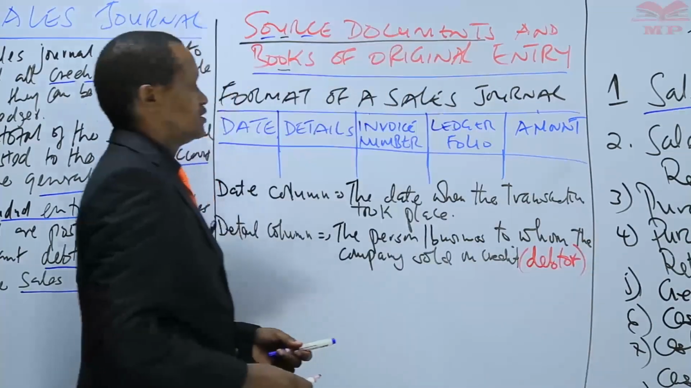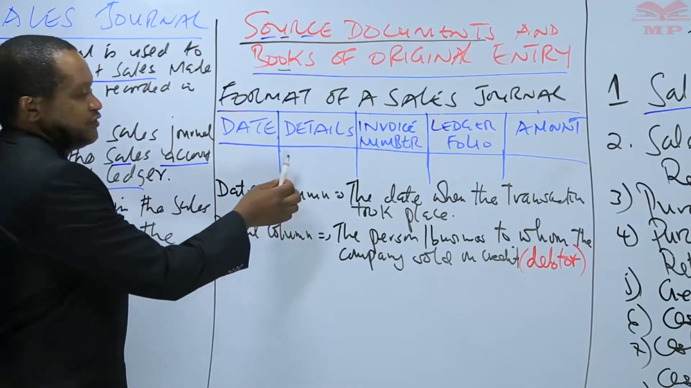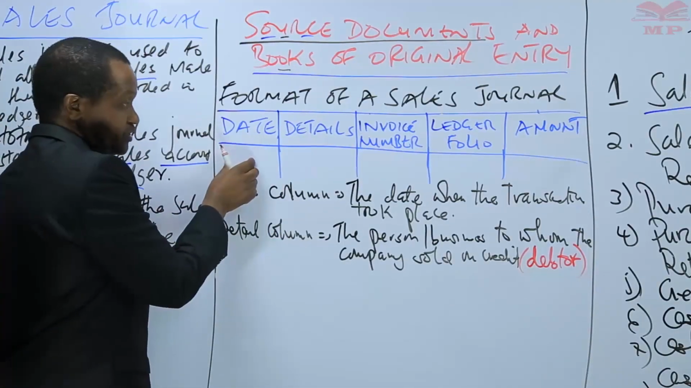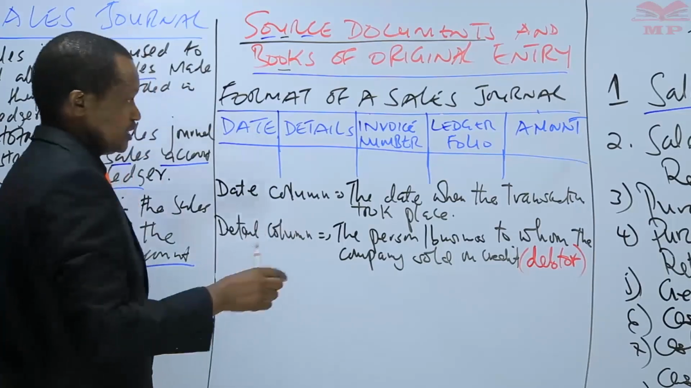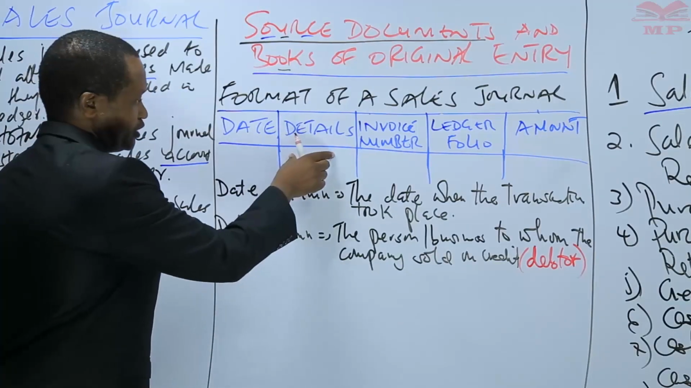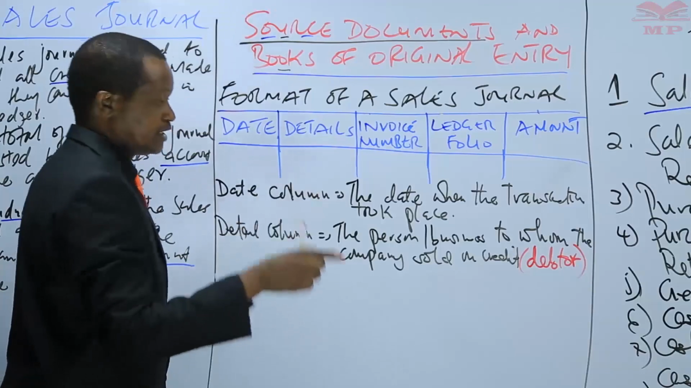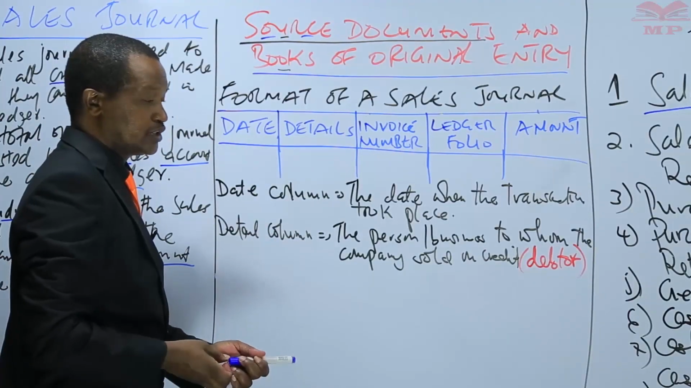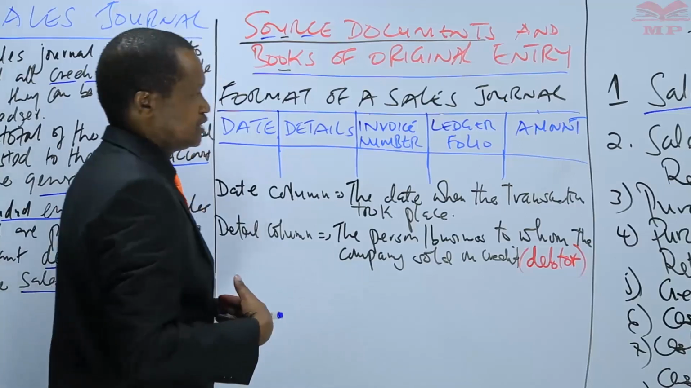So in other words, under this column we'll have a list of debtors. These are persons to whom the business sells on credit. These are persons or individuals who owe the business.